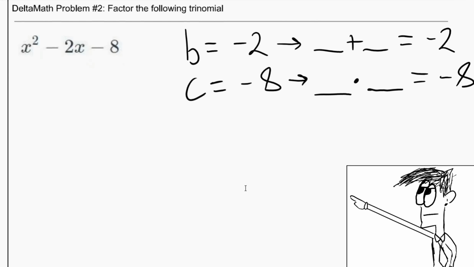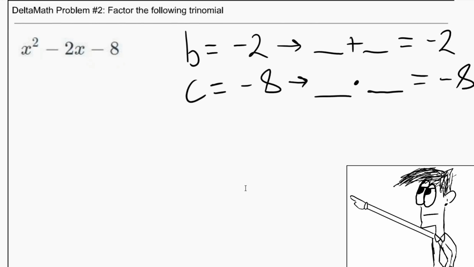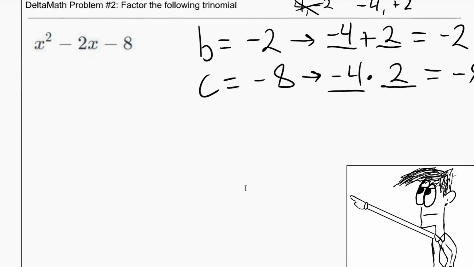So let's see, what are our options? Numbers that multiply together to give me -8. Let's see, I could use positive 4 and negative 2, but if I add those together, I'll get positive 2, so that won't work. Let's swap the negatives around. Negative 4, positive 2. Let's test that out. Negative 4 times 2 is negative 8. Negative 4 plus 2 is negative 2. So we're going to use negative 4 and 2.